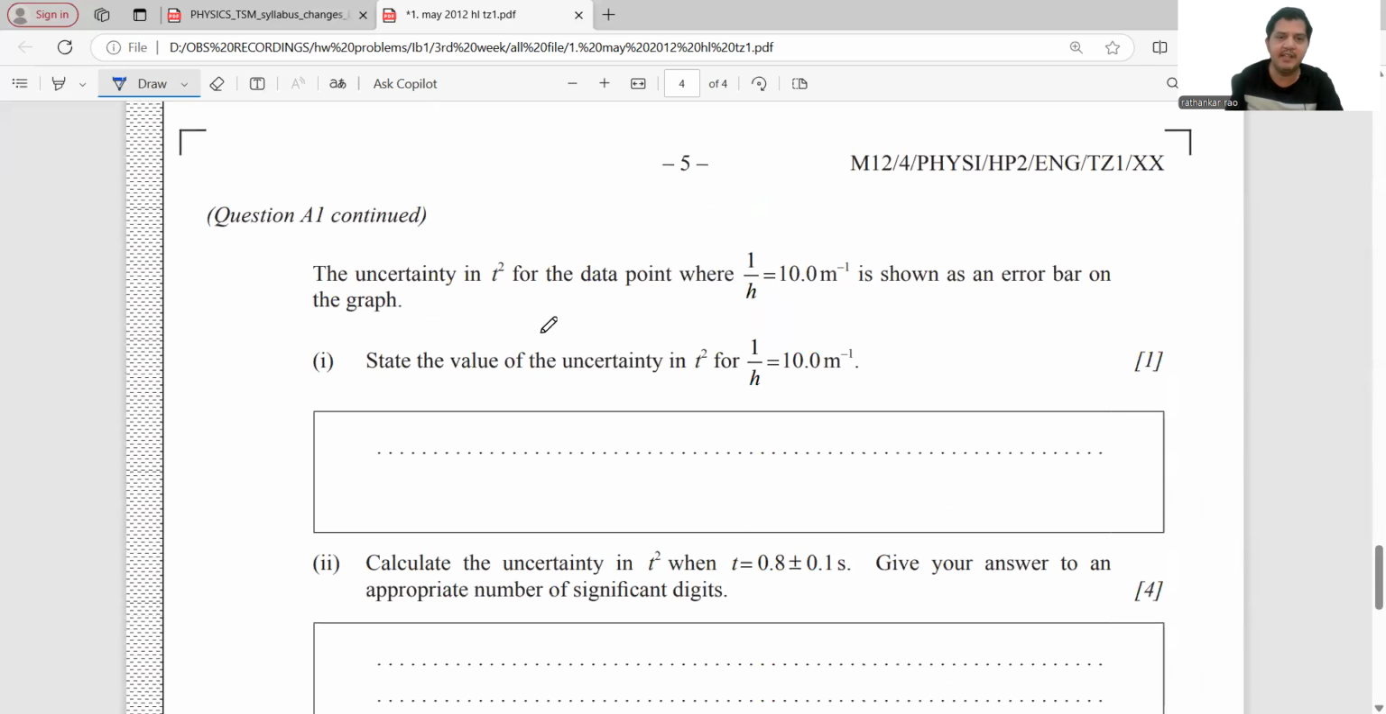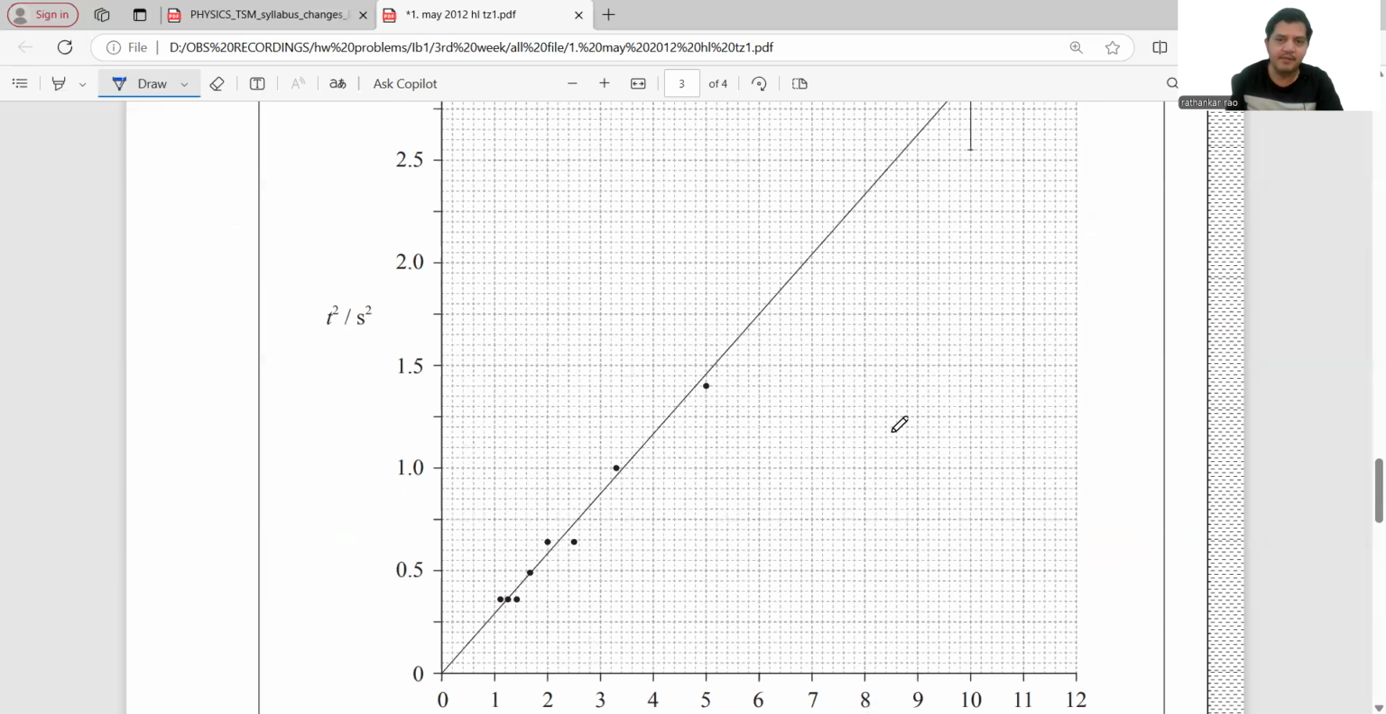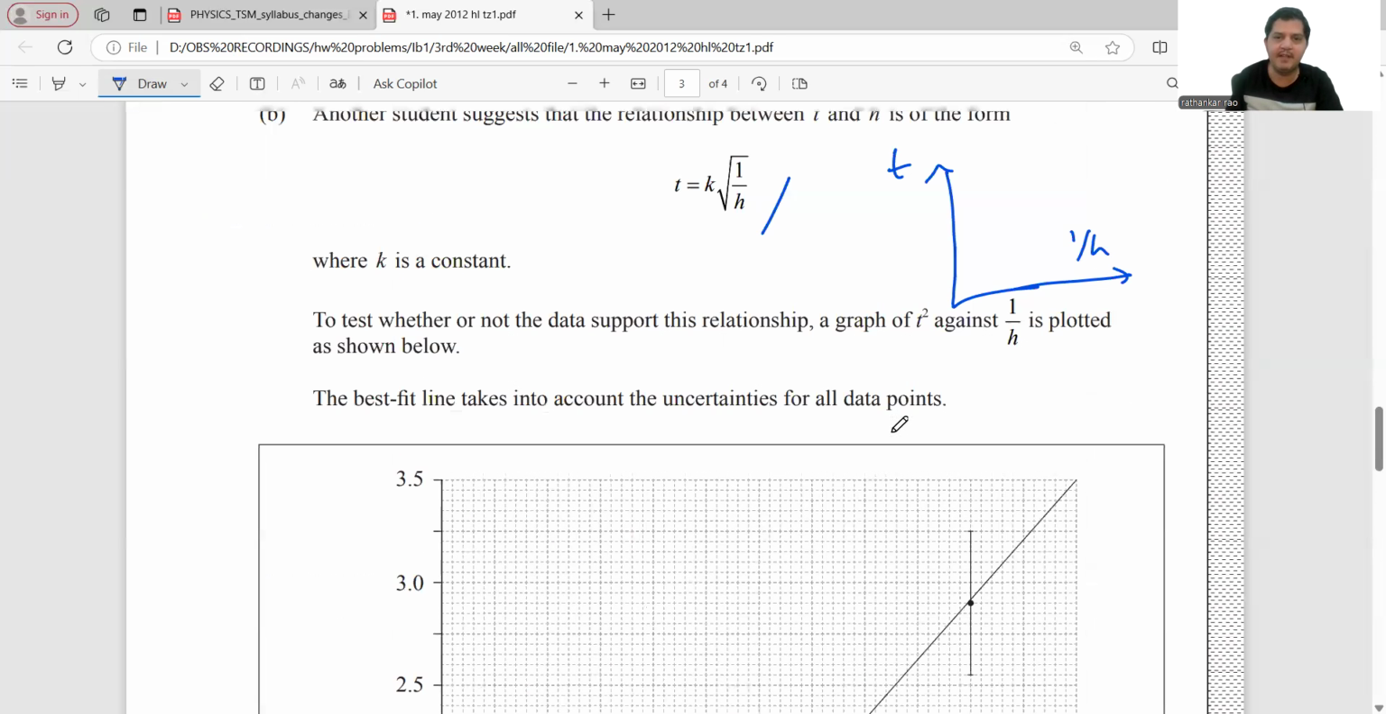The uncertainty in t square for the data point where 1 by h is equal to 10 is shown on an error bar on the graph. State the value of the uncertainty in t square for 1 by h equal to 10 per meter. Okay, so now let us look at this. What they have done is make a transformation here. Look into my last video on transformation; it tells you how you transform it.